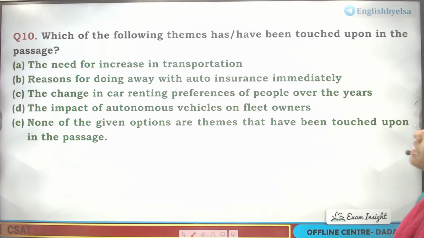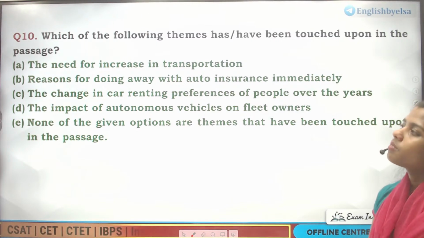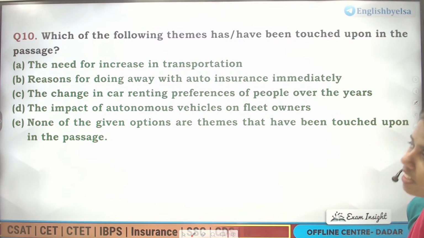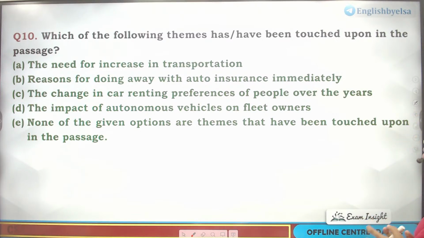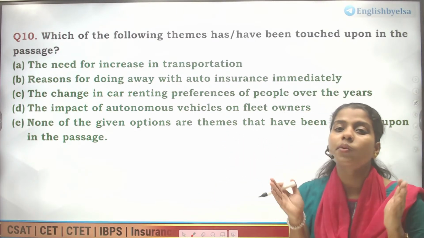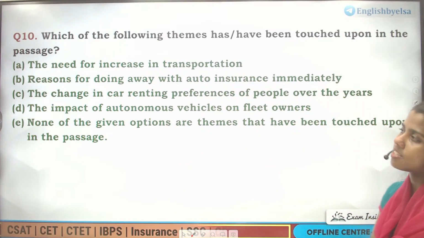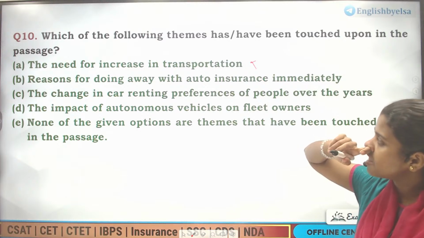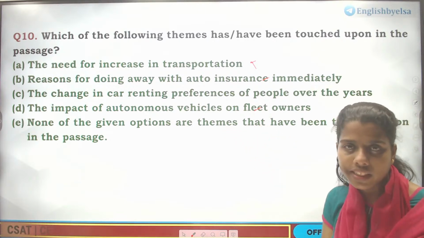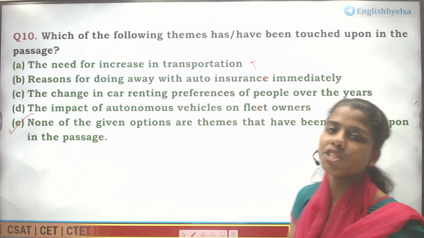10th one, which of the following themes have been touched upon in the passage? The need for increase in transportation, reasons for doing away with auto insurance immediately, the change in car renting preferences of people over the years, the impact of autonomous vehicles on fleet owners, none of the given options. Theme means the full passage should be based on that particular theme. So if I'm talking about any of these, the need for increase, that is not mentioned. Reasons for doing away, yes, this is mentioned. But the whole passage is not dependent on this particular thing. That is why my answer should be option E.